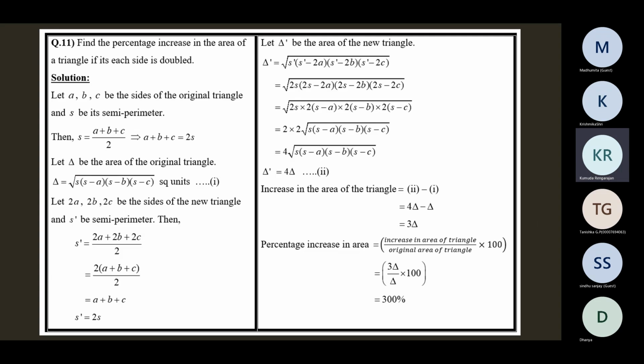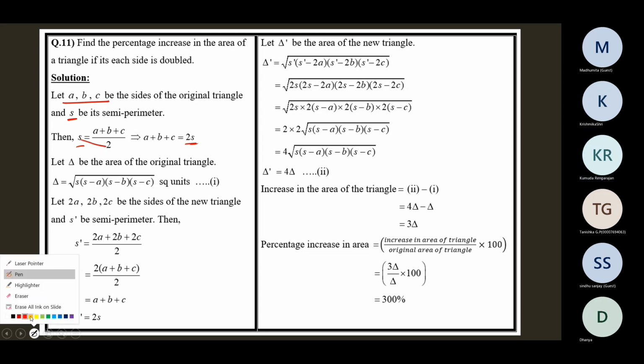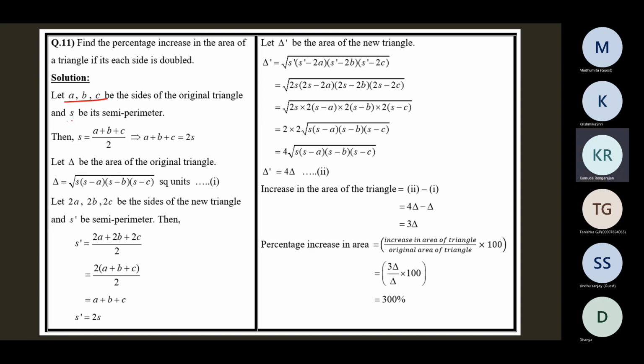Similarly here, the sides of the triangle ABC, the semi-perimeter is S. Okay, so S is equal to A plus B plus C by 2. You know all this. So when you cross multiply, you get A plus B plus C is equal to 2S. Do we understand this, children? Say yes or no. Yes, ma'am. Understood? And when you cross multiply, you get 2S is equal to A plus B plus C. Correct?